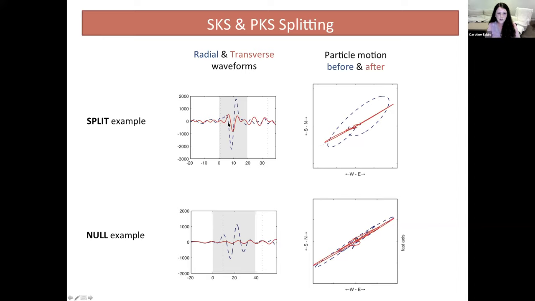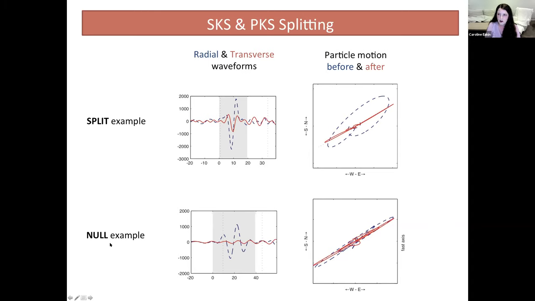What we see in shear wave splitting is we see the shear wave arrival on the radial component. We see a similar shape of the waveform on the transverse component, but you see that they're slightly offset from each other in time. This then generates elliptical particle motion, which when you correct for the shear wave splitting, then corrects to a linear motion that's then aligned with the back azimuth.